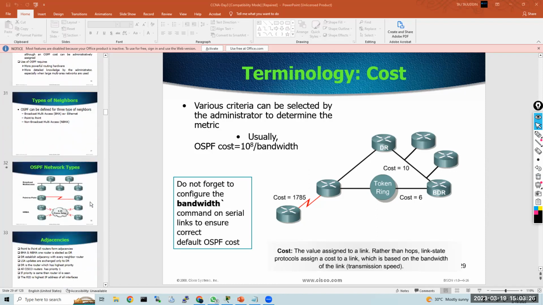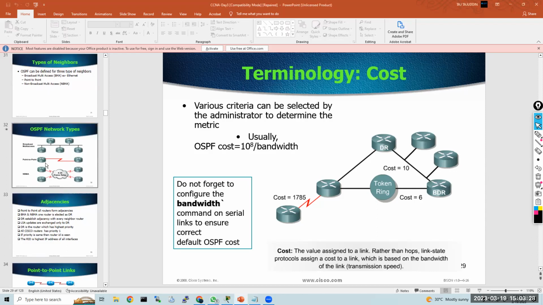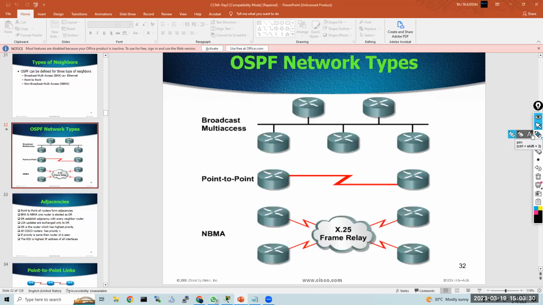Okay, let me explain this point. It is quite important to understand this one. Okay, OSPF network types, guys. You have broadcast multi-access, point to point, and non-broadcast multiple access in OSPF. Guys, OSPF is a very vast protocol. It's very big. Every organization throughout the world uses OSPF.